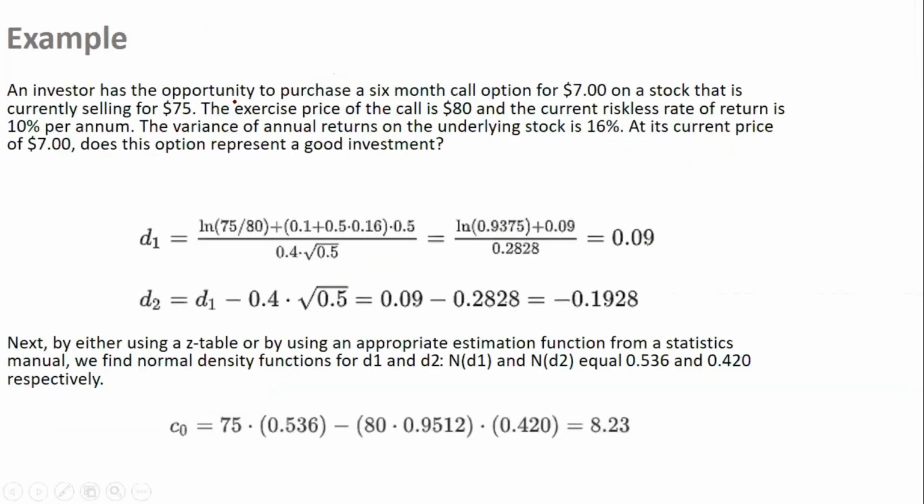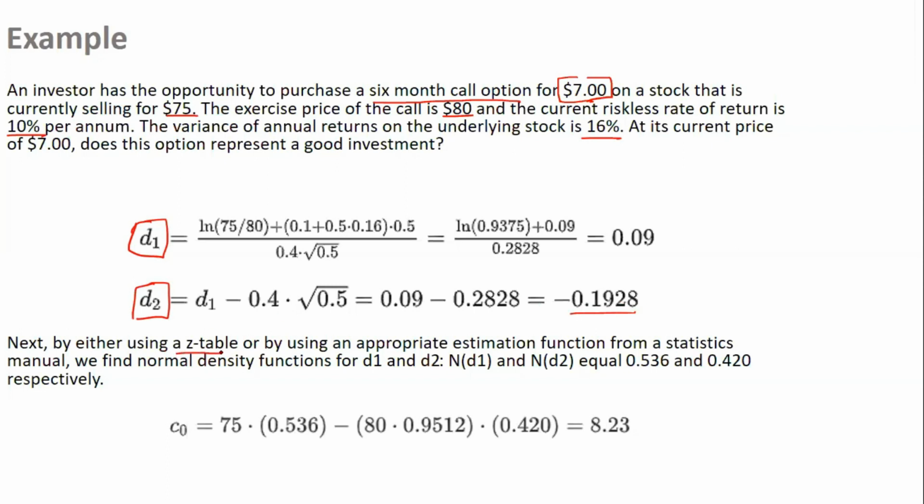Now let's look at an example. Let's say there is an investor who has the opportunity to purchase a 6-month call option for $7. Our objective is to price this call option and figure out whether this price of $7, which is available in the market, is the right price or not. Should we buy this option or not? We have our spot price, our strike price, our risk-free interest rate, and the volatility of the stock. All we have to do now is plug in these numbers. We will get D1. Similarly, plug in the numbers in the D2 formula, and we will get the D2 number.